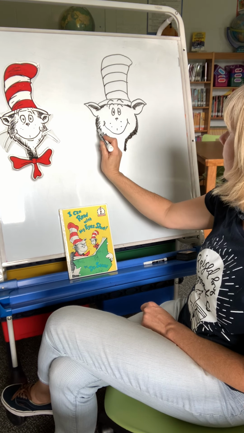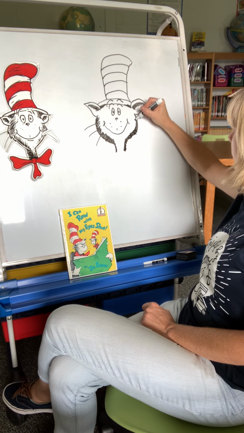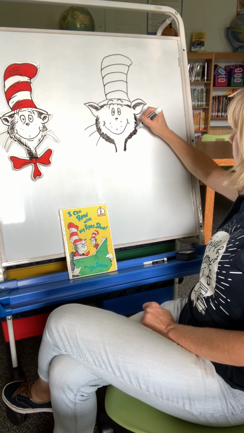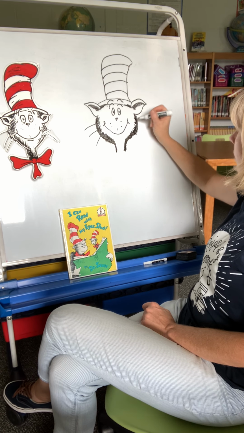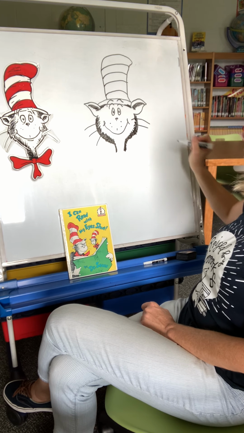So 1, 2, 3. And you see his whisker on this side is bent. I could draw it bent like that if I wanted. I'm just going to give him a little bit more fur though. Here we go. There's a whisker. There's a whisker.